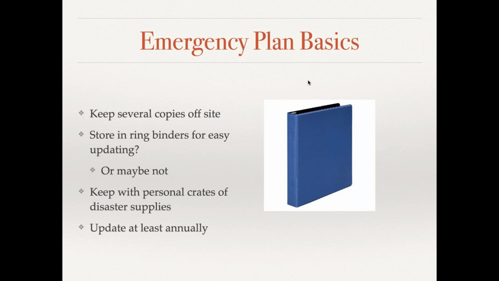You may want to store things in ring binders because that makes it relatively easy to update. Or you may decide to go with another format. Ring binders are the classic emergency plan format. They're usually red because emergencies are red. But if you want it in some other format, like just a stapled packet of papers, you can totally do that. My recommendation is always for paper.